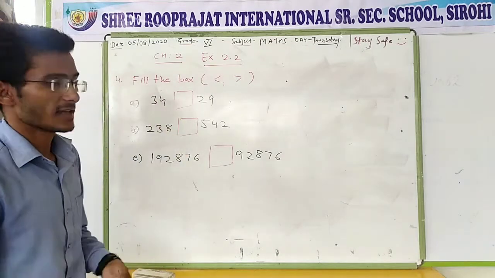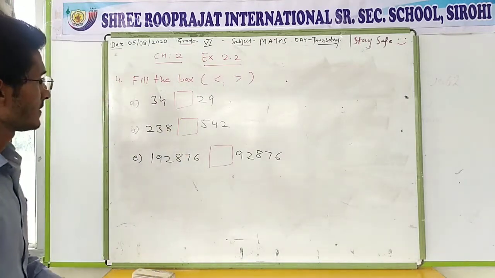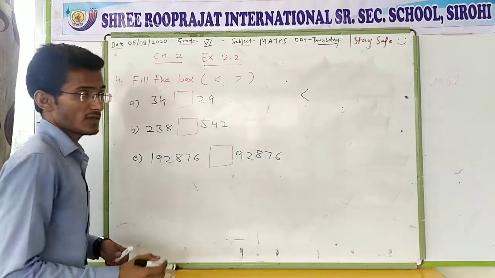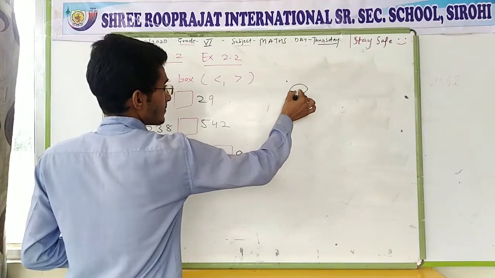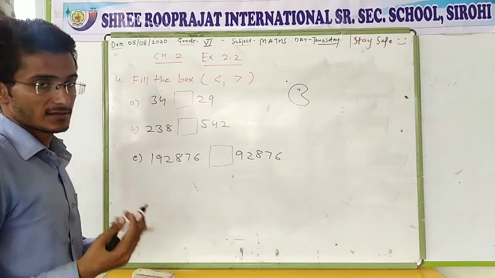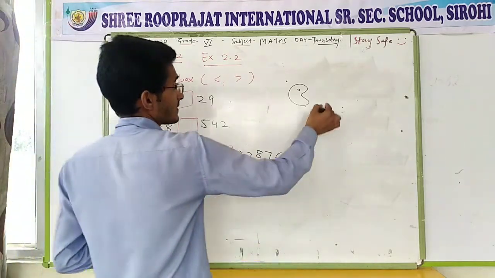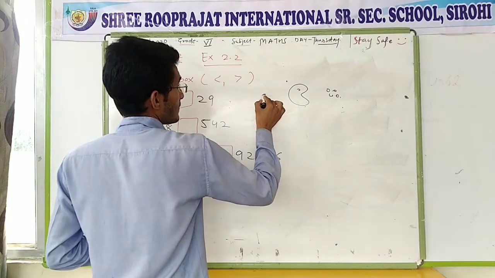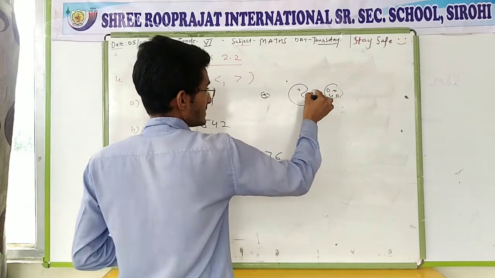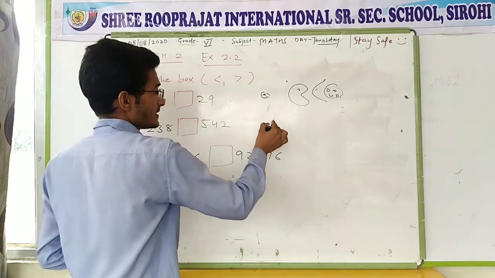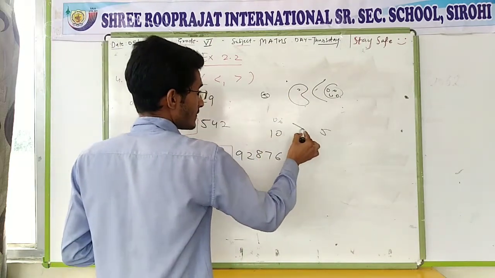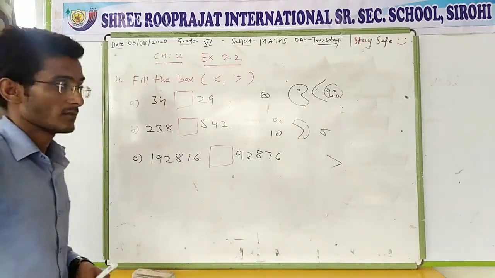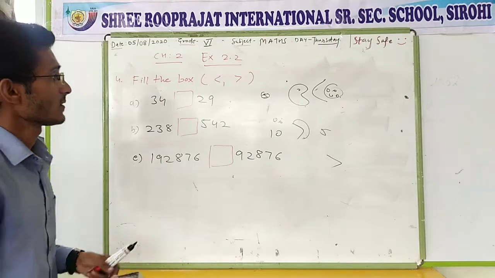Question number 4. You have to fill the box with greater than or less than. You can consider it as a mouth. Okay. It is a mouth. You just have to open your mouth. On this side, the greater value is given. Like suppose there are 10 rasgullas here and only 5 here. Which part will you eat? This one. So you have to open your mouth on this side. If it is 10 and it is 5, then you will have to open this side. Okay. You just have to mark this symbol, not a complete picture. Okay.